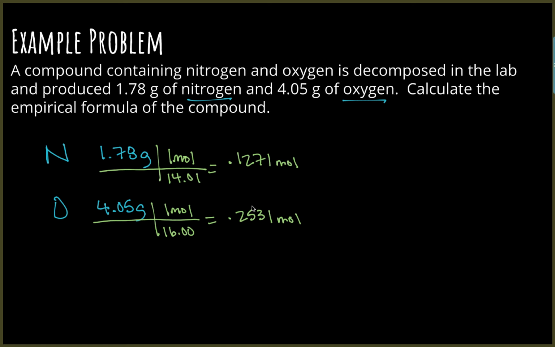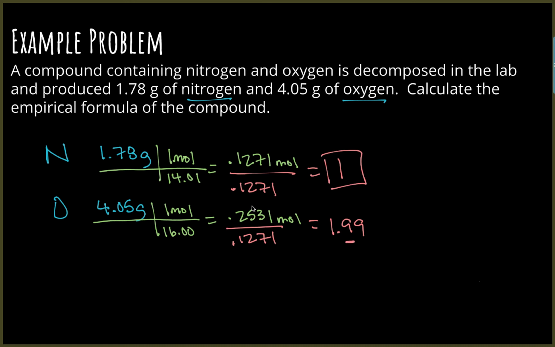Now my next step is to divide by the smallest of the moles. So in this case, smallest moles is nitrogen. So I'm going to divide both of these by nitrogen's moles, because again, I'm looking for the smallest whole number ratio. That gives me 1 for nitrogen and 1.99 for oxygen. Okay, so this one's good. This is within 0.1 of a whole number, so that means I can round that to 2.